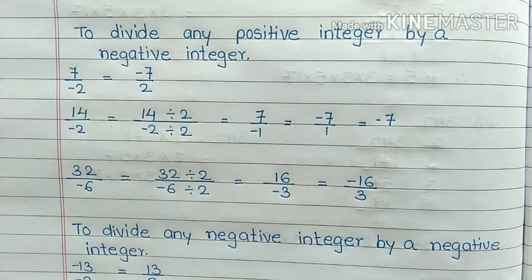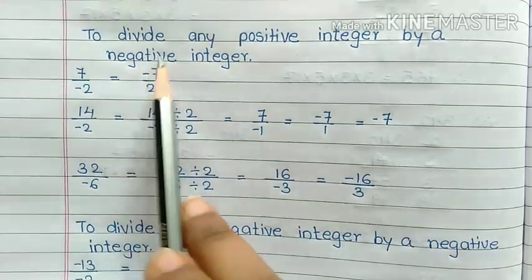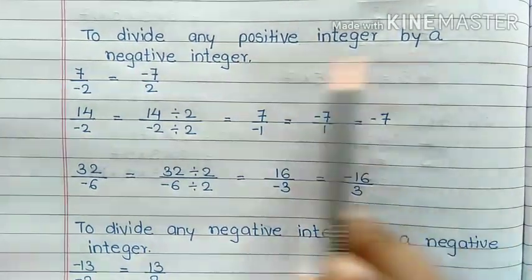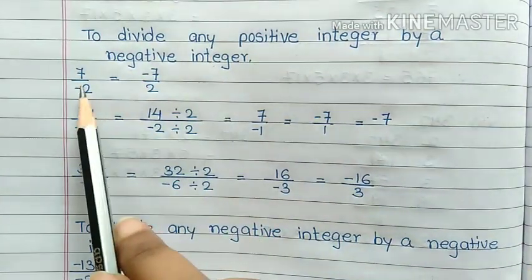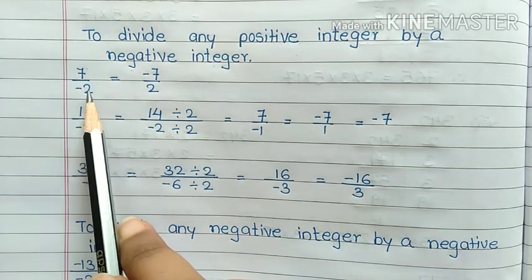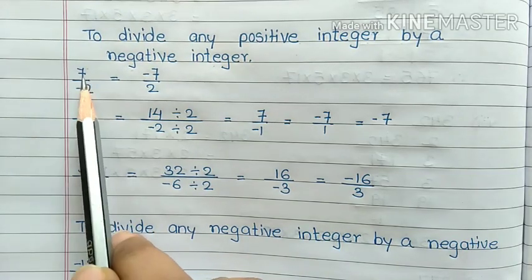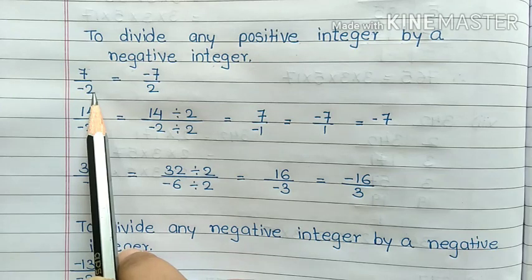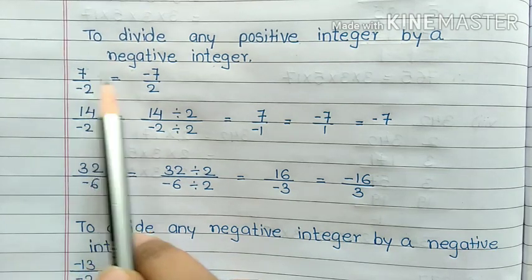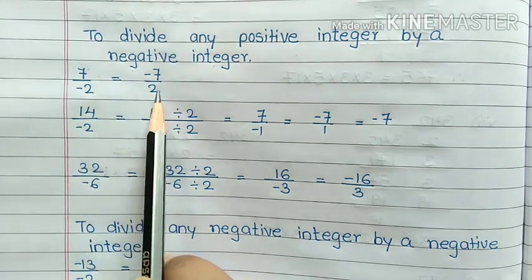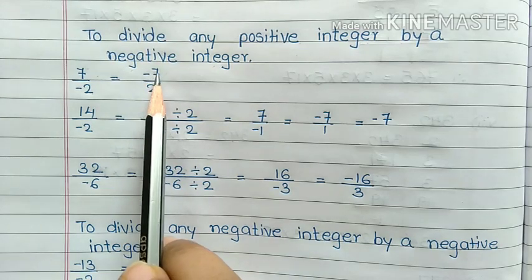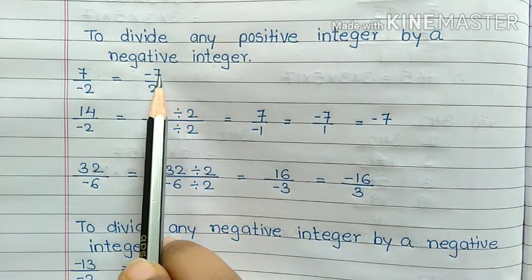Let us learn the rule for division of integers. To divide a positive integer by a negative integer, take 7 upon minus 2. It is not completely divisible, so the answer is 7 upon 2 only, but the negative sign goes to the numerator. The answer is minus 7 upon 2.